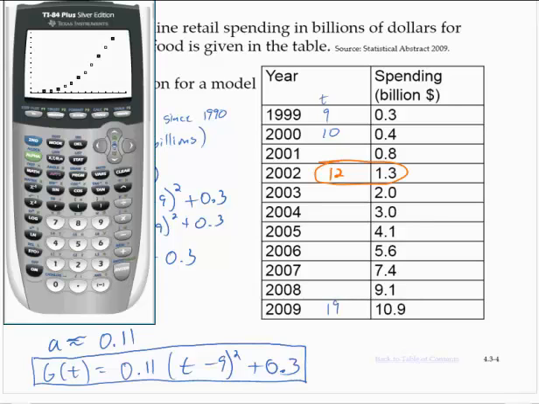Let's check that. 0.11 times x minus 9 squared plus 0.3. Graph it. Now it looks pretty good. That seems to fit the data quite well.